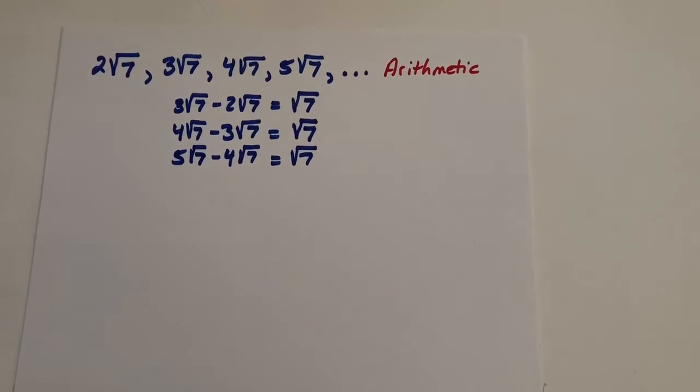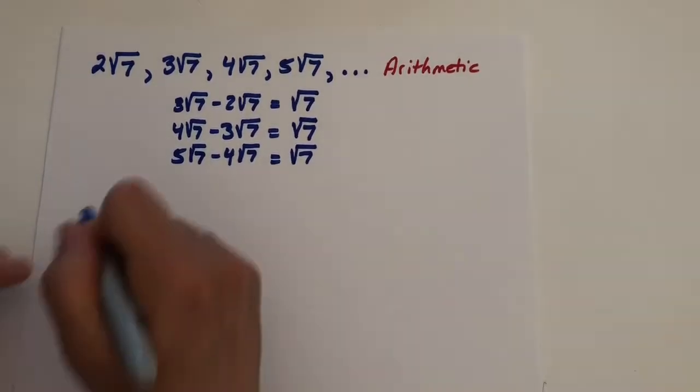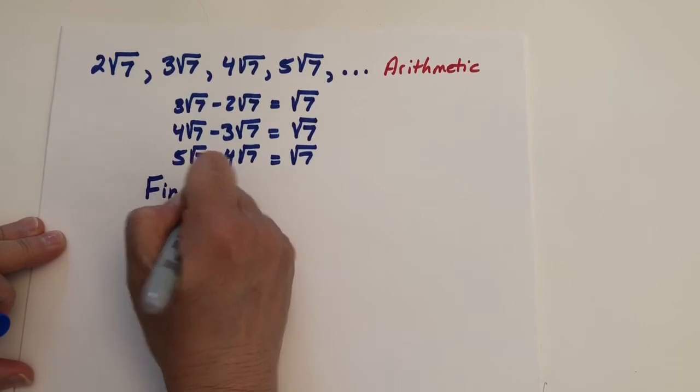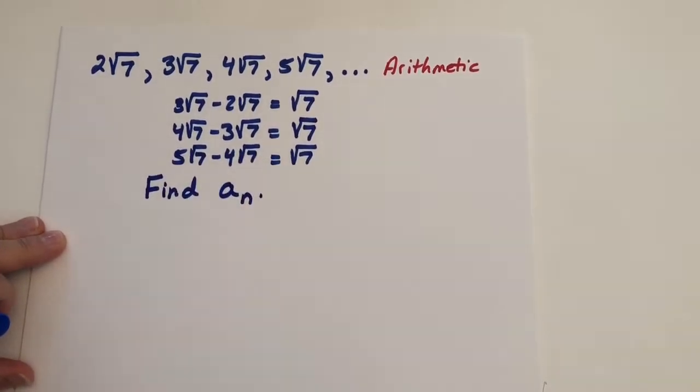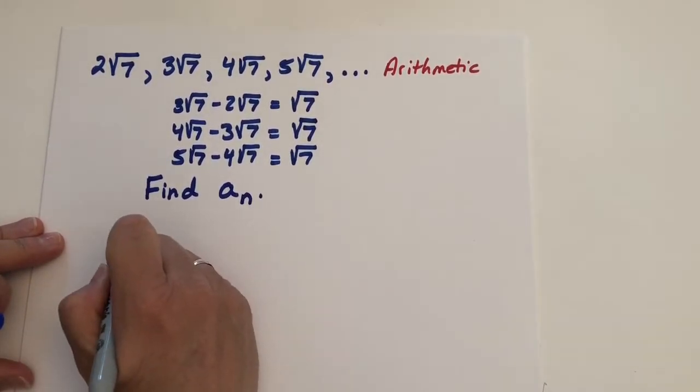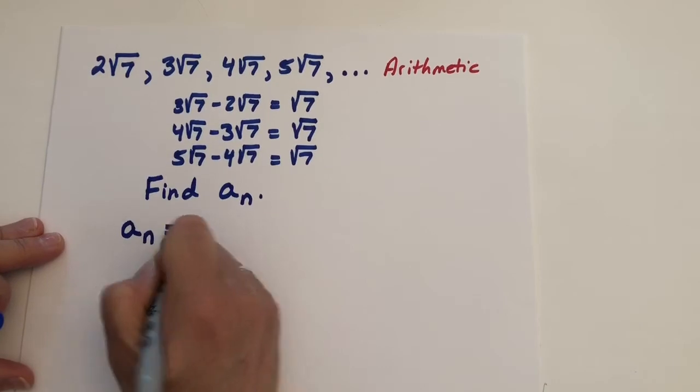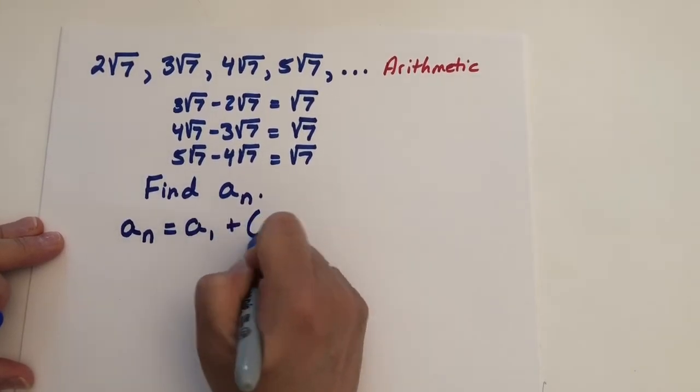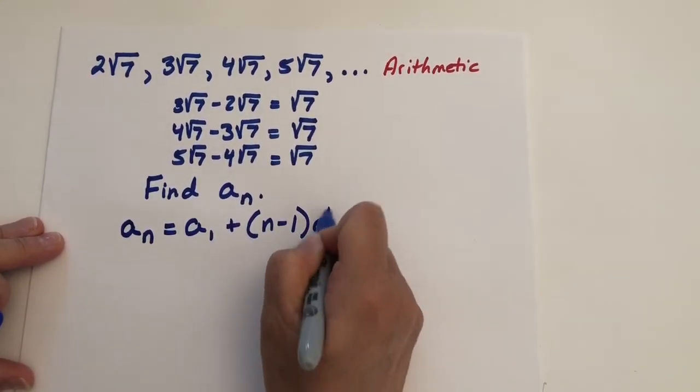So let's do a little bit more with this problem. I didn't ask you to do anything aside from determining whether it's arithmetic, but let's just find the formula that represents the nth term for this particular sequence. We know because it's arithmetic that this formula is valid. A sub n equals a sub 1 plus n minus 1 times d.